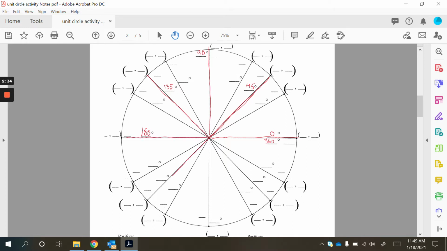Another 45 more plus the 180 brings us to 225. Another 45 degrees past that would bring us to 270. Another 45 degrees past that would bring us to 315, and another 45 brings us all the way back to 360.